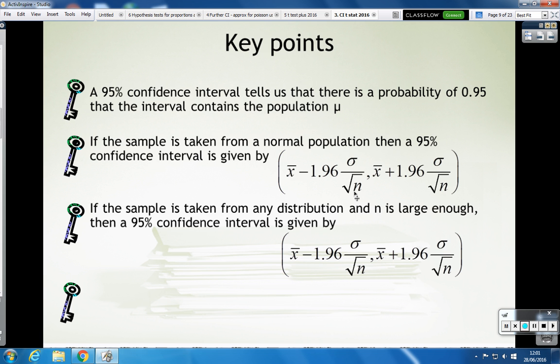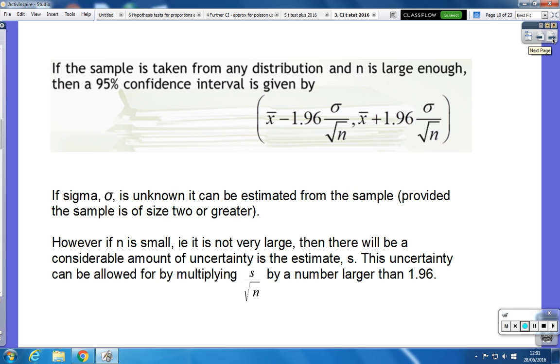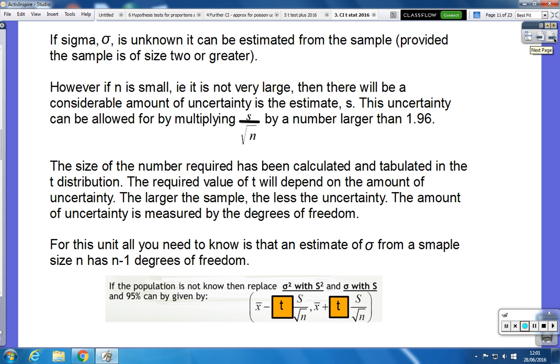So the key thing that we're looking at now is that if we don't know what sigma is, and again pause this if you want to read this, if you don't know what sigma is, the population standard deviation, and you've got a very small sample size, then you're not going to be very confident that the range you're giving is going to be very good. So to be more confident that the true population mean lies within your range, you'd want your range to be bigger.